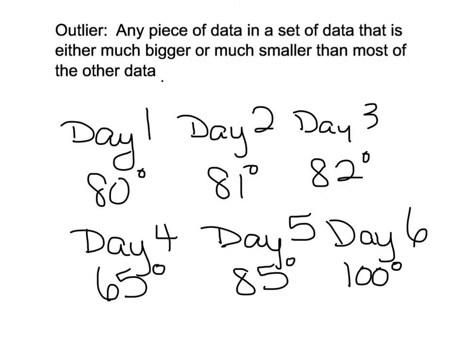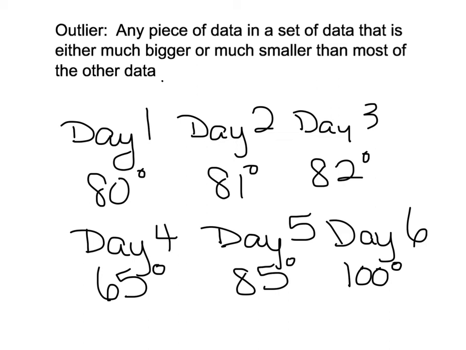Before I have you rate your progress on these notes, there's one thing I almost forgot to tell you, and that is an important word called outlier. When you're doing statistics, you will sometimes be asked, what is an outlier? What is the outlier? Outliers are any piece of data in a set of data that are either much bigger or much smaller than most of the other data.